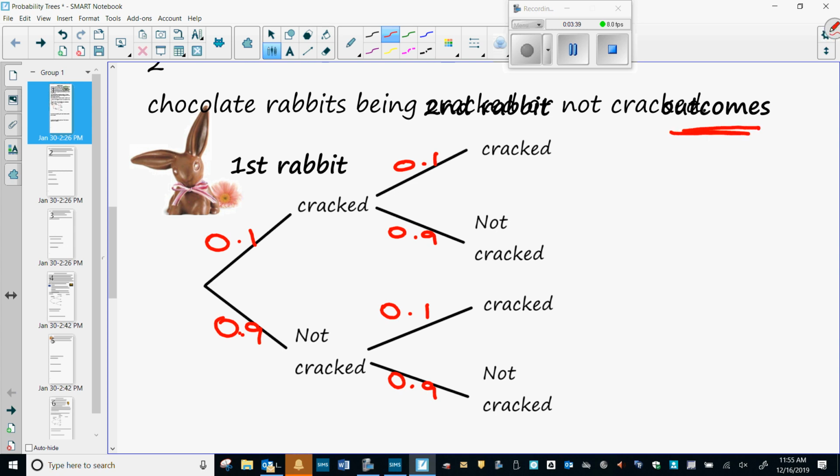So this said outcomes. So the outcome here would be that they're cracked and cracked. So both rabbits were cracked. Cracked and cracked. Here would be cracked and not cracked. Now notice I write it at the end of the branch. This one was not cracked and then cracked. And then this is not cracked, not cracked. Okay, I like short names, but you can write them in full if you wish.